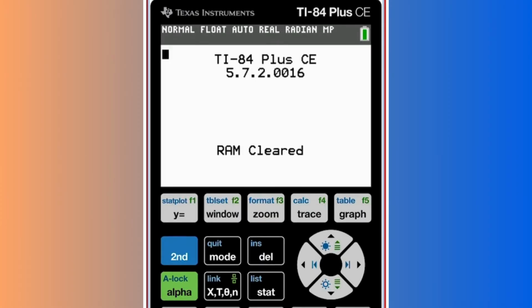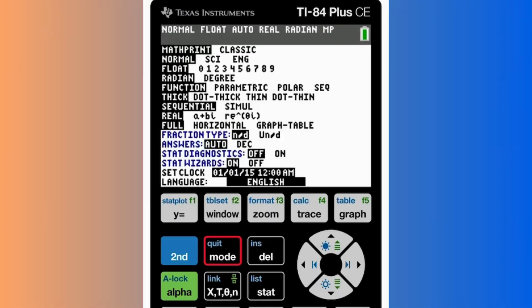Before anything else, go to the right of that blue second button and hit mode. And we are going to scroll down to where it says stat diagnostics. You see how mine is on off? We're going to go to the right, toggle it to on, hit enter. That has to be on in order for the calculator to show you the correlation coefficient. So always remember stat diagnostics on.